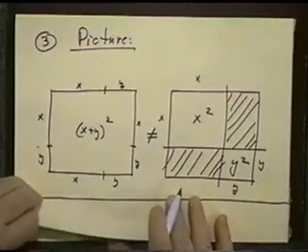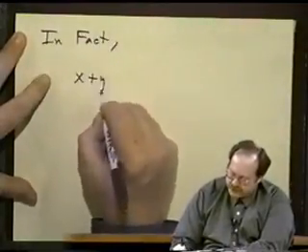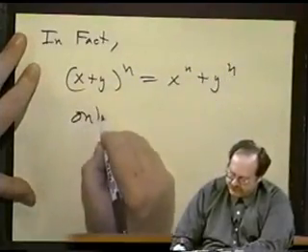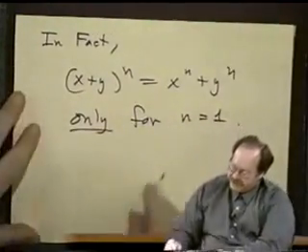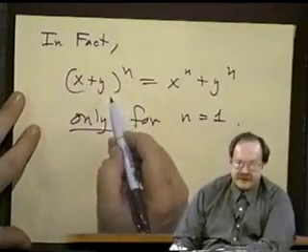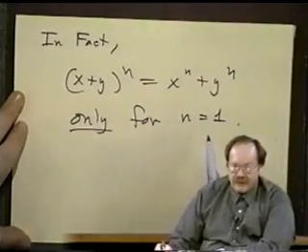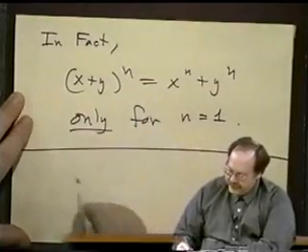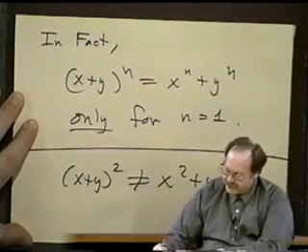For those of you that want to know about what the situation is in general, let me end with one final note. In fact, (x plus y) to the n equals x to the n plus y to the n only for n equals 1. Because if n equals 1, you have (x plus y) to the 1, that's just x plus y, and then x to the 1 plus y to the 1 is again x plus y. That is the only number for which this is true. Don't do this in general, and remember, (x plus y) squared is not equal to x squared plus y squared.